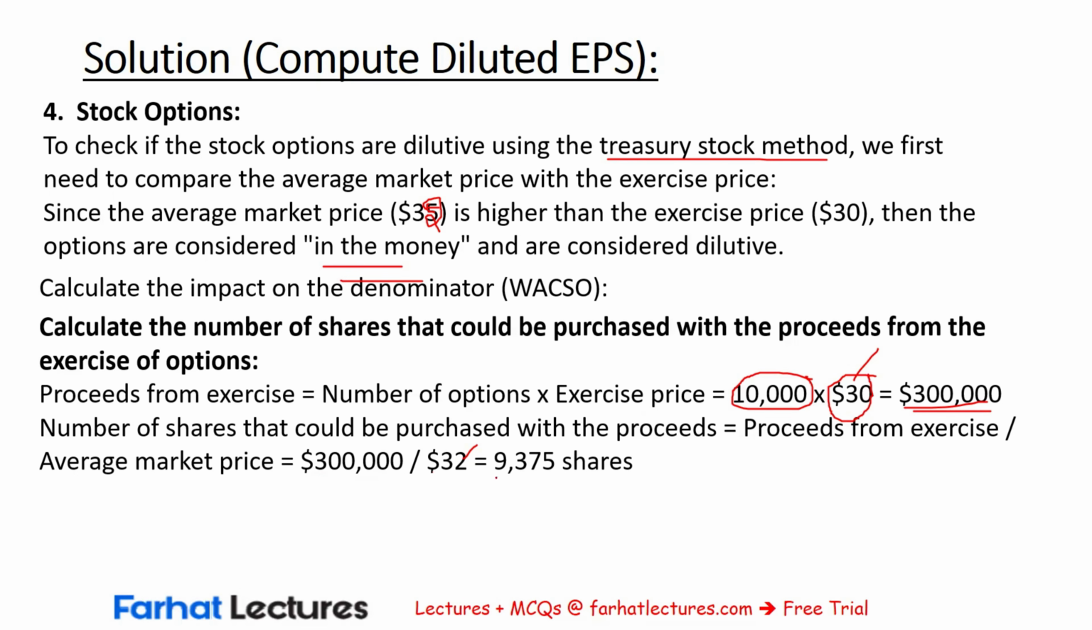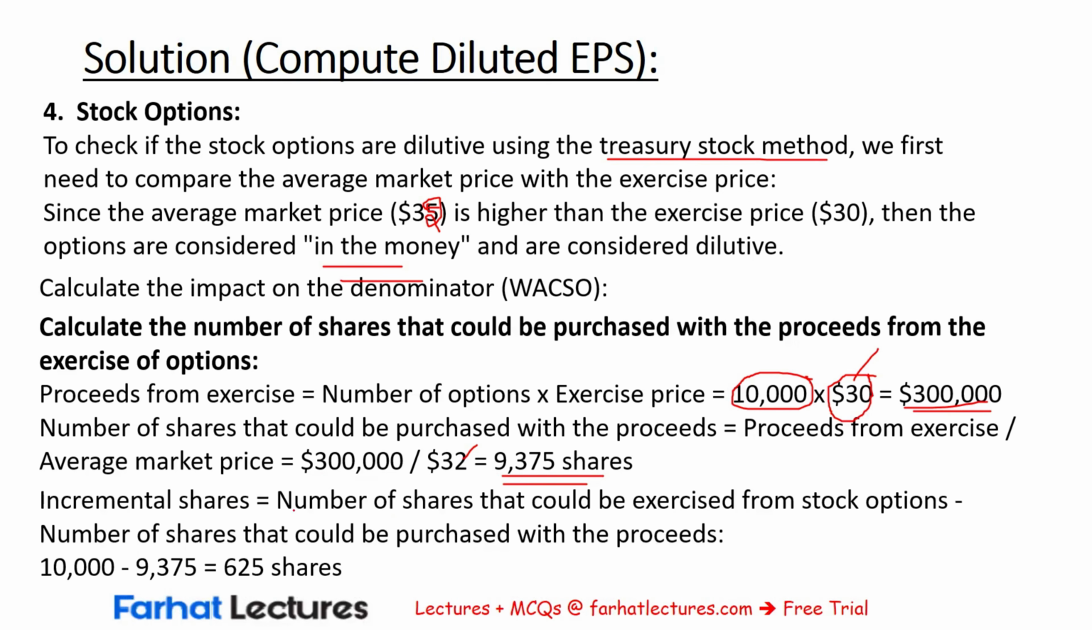$300,000 divided by $32, the company can repurchase 9,375 shares with the money collected from the option holders. What is the number of incremental shares? It's the number of shares that could be exercised from stock options, which is the 10,000. So they're going to issue, if converted, 10,000 shares, minus the number of shares that could be repurchased with the proceeds, which is the 9,375 shares. And the addition to the denominator is 625 shares.